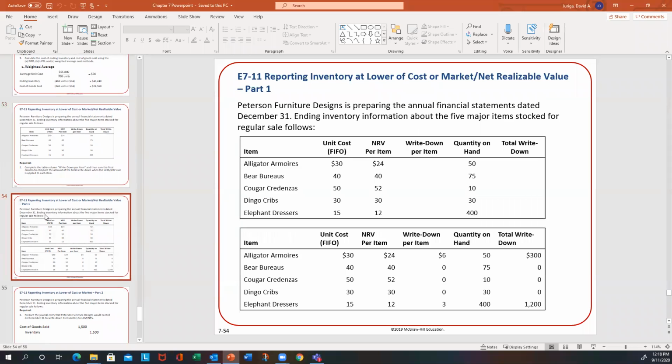All right, so on this one, let me pause this, and then just to kind of break up this illustration, I will start a new video, and then I'll start with this exercise showing you the lower of cost or market calculations.